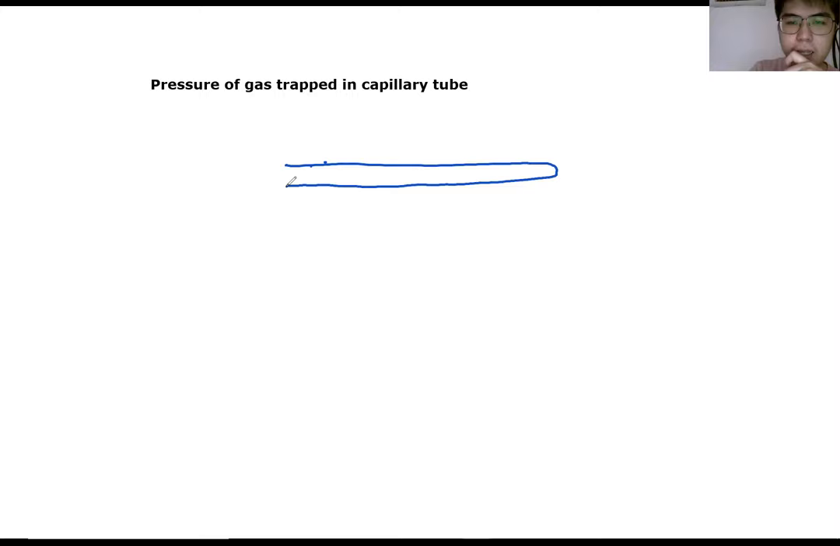Let's say you put your capillary tube horizontal, like this. Inside the capillary tube, one end is closed and one end is open, exposed. Now, let's say you have a drop of mercury inside here. There are air particles inside this closed section, so we just write P gas. And the left end is exposed to atmospheric pressure, so here we have the atmospheric pressure.